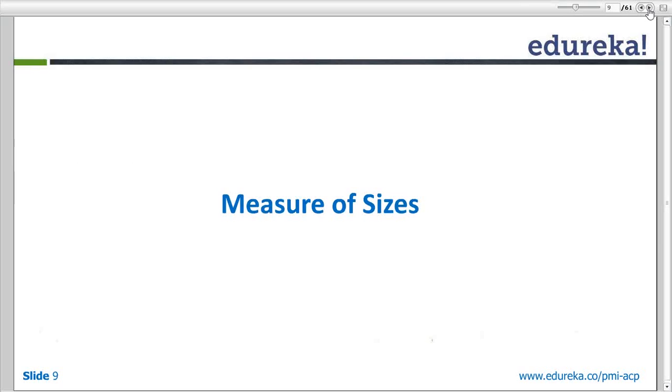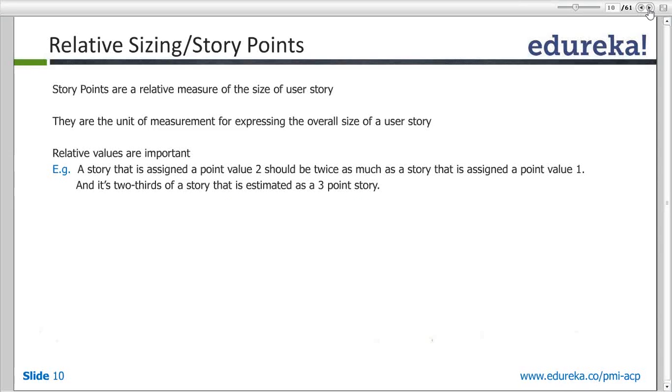Yeah, so measure of size, as Nidya pointed out, measure of size is nothing but the complexity, and there are various terms that we can use to define the complexity, right? Complexity or the size. Last time we discussed small, medium, extra large, and we also talked about the Fibonacci series, which is 1, 2, 3, 5, 8, 13, and so on.